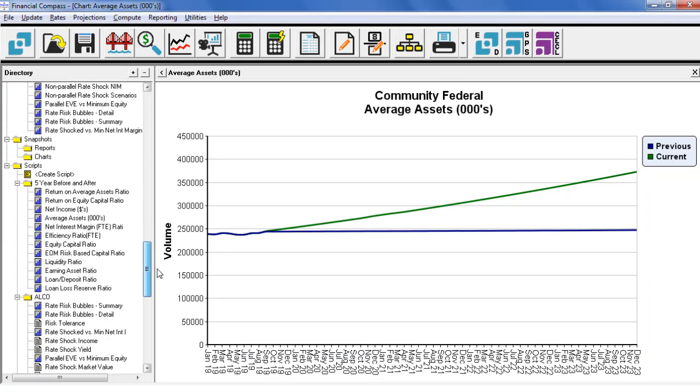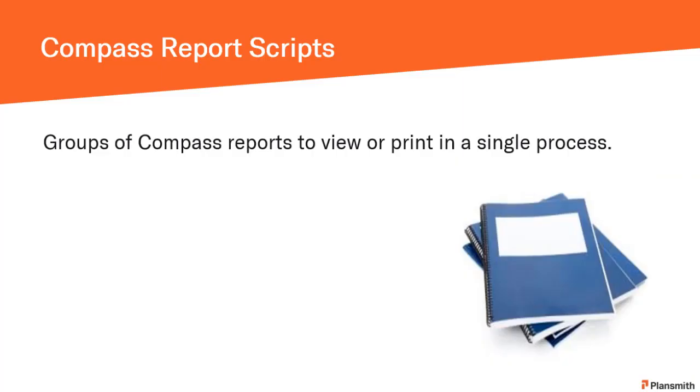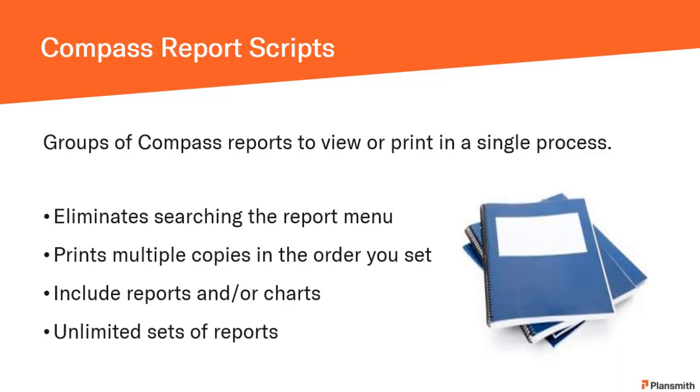Let's conclude with a look at the last folder, Scripts. A report script is a group of reports that you can print in a single process. This will eliminate the time that it takes to find reports in the various sections of the report menu. It'll also make sure that all the reports are printed, you don't leave any out, and they're in the exact order that you choose. Scripts can include any combination of tabular reports or colorful graphs. There's no limit on the number of scripts you can create in Compass, and the process is really easy once you know how it works.